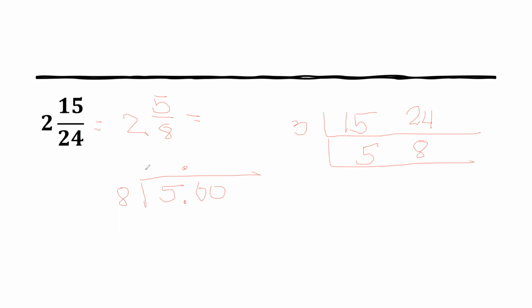Palagay nyo, may ilang 8 sa 50? 6 po. 6. That will be 48. Diba? Then minus natin, that will be 2, baba natin ang 0, 20. May ilang 8 sa 20? 2 po. 2. So that will be 16. Diba? 2 times 8, 16. So may 4. Maglagay muna tayo ng isa pa. So that will be 40. So, may ilang 8 sa 40? 5 po. 5. Natapos. So this is terminating.